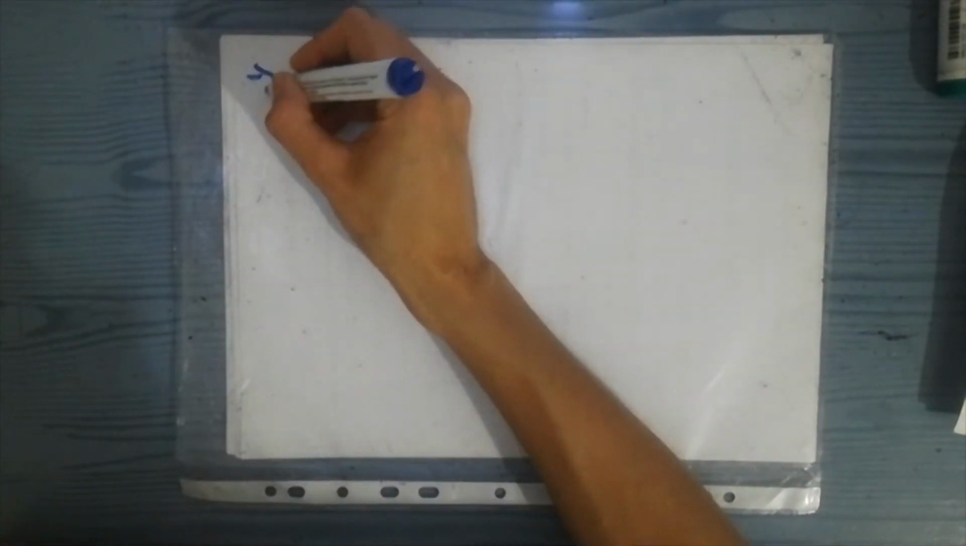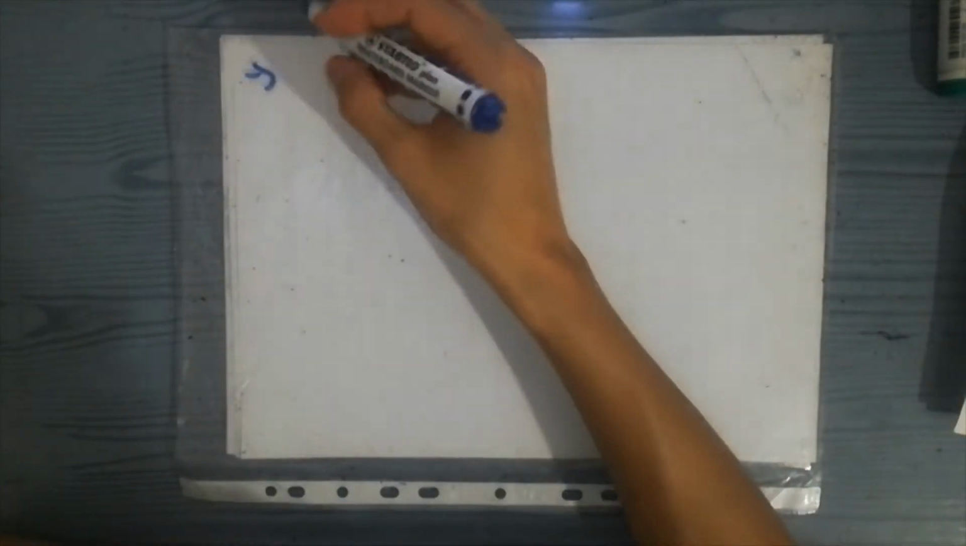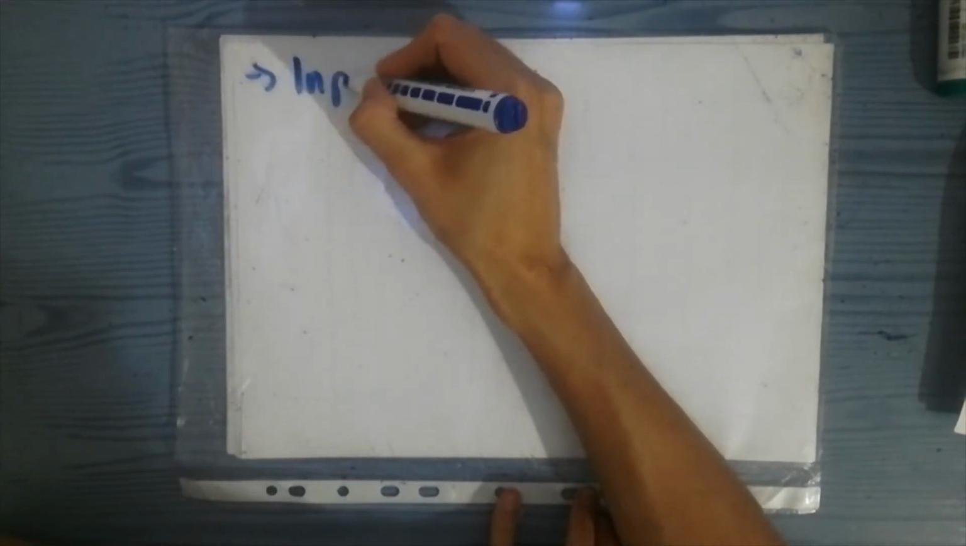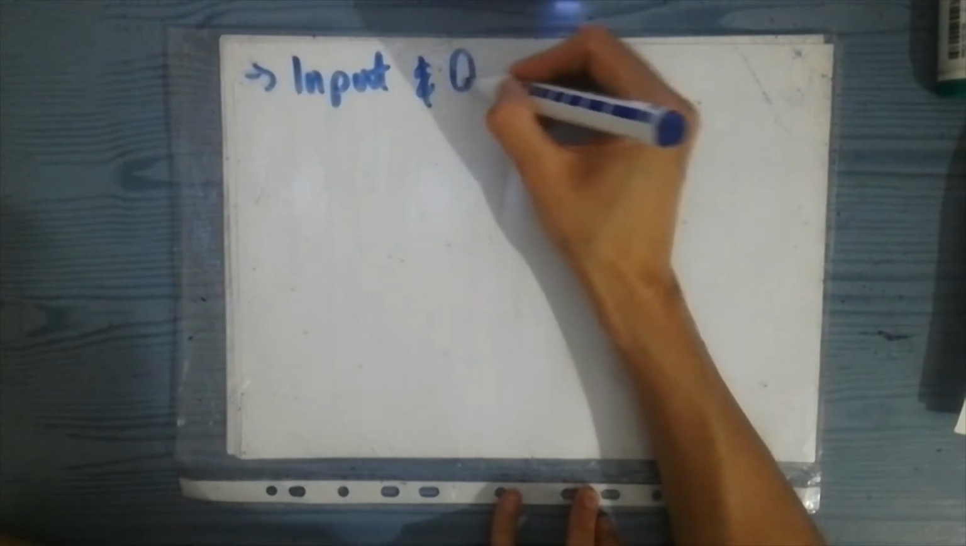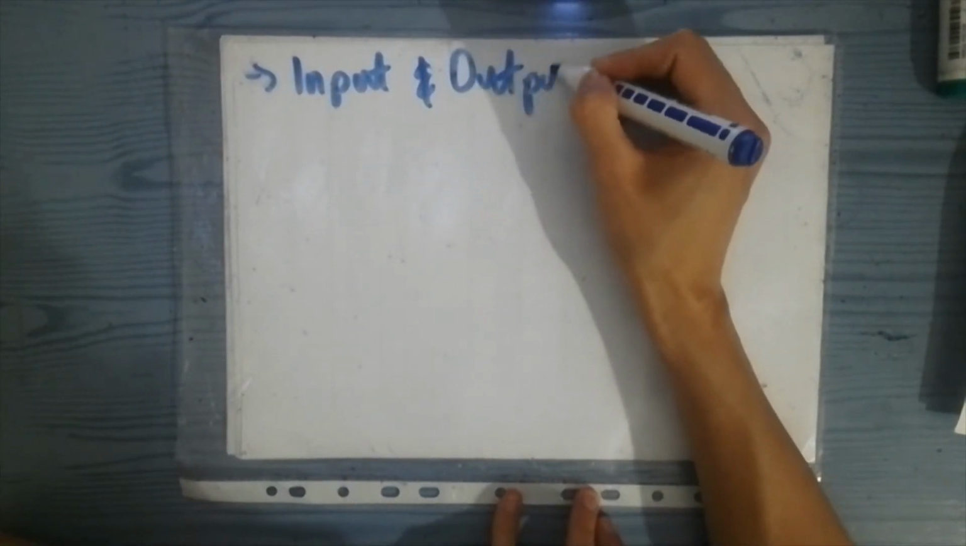Okay, and we're going to continue on number machines, and we're going to add on what we've revised on Friday. So for today's subtitle, what I would like you to write down is input and output tables.